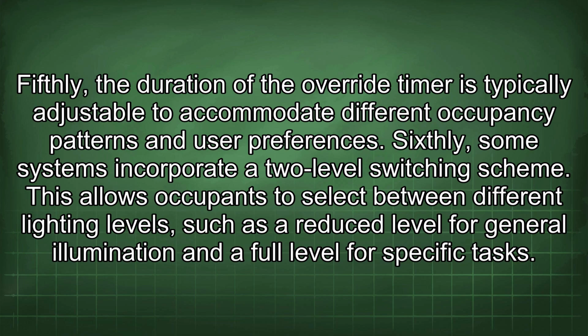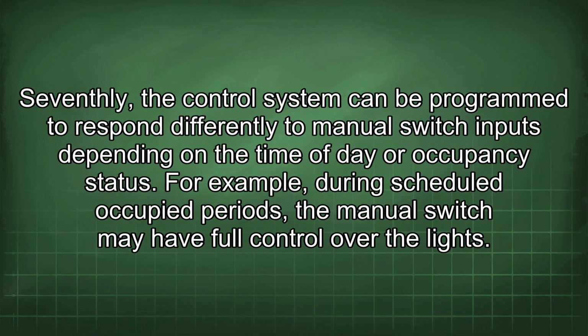Sixthly, some systems incorporate a two-level switching scheme. This allows occupants to select between different lighting levels, such as a reduced level for general illumination and a full level for specific tasks. Seventhly, the control system can be programmed to respond differently to manual switch inputs depending on the time of day or occupancy status. For example, during scheduled occupied periods, the manual switch may have full control over the lights.